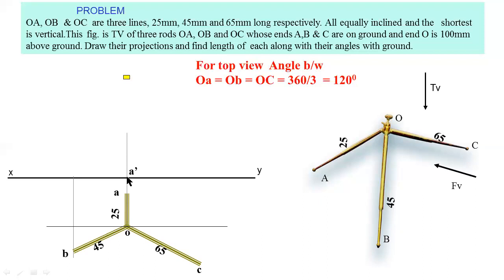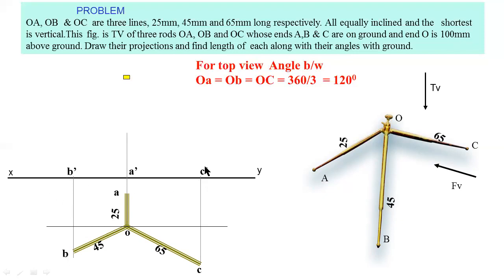So you have to consider this point as A dash, and from B dash you have to draw the projection line from point B like this. This point B also lies on the XY line. Similarly, you have to project the line from point C. This is the point C. Here A, B, C all lie on the ground, so you have to consider them on the XY line.